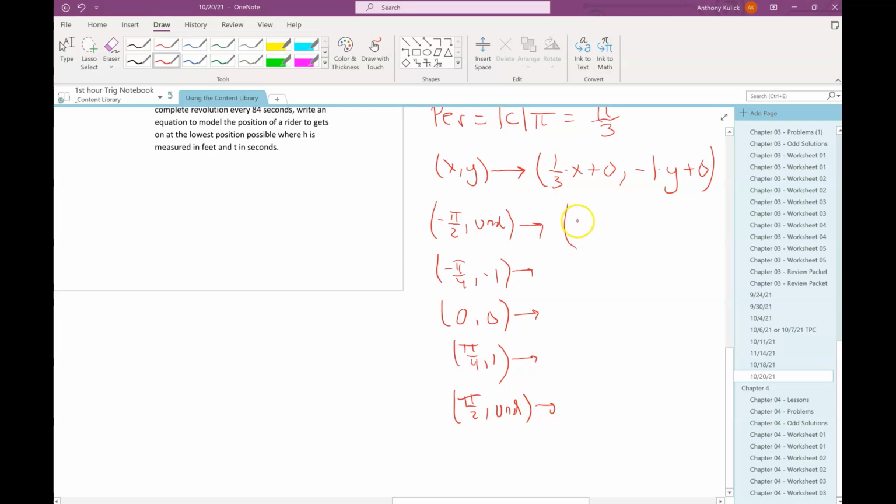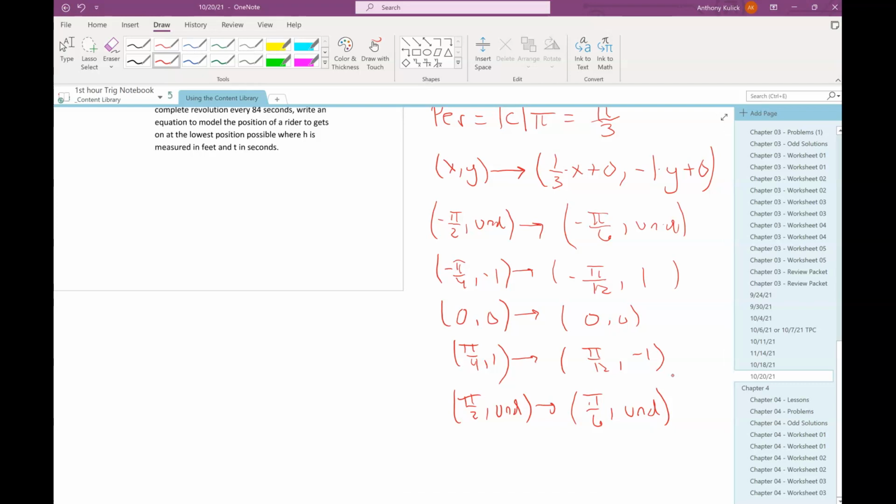So we'll go ahead and do this. So I have -pi over 6 and undefined. And then -pi over 12, undefined, 0, 0. And we have pi over 12 and -1. Oh my goodness, this should be positive 1. Sorry about that. And then pi over 6 and undefined. Okay.